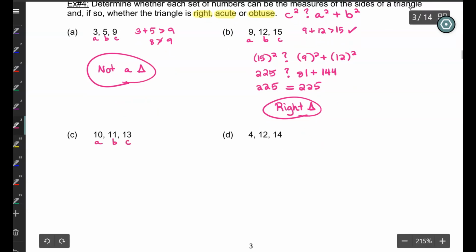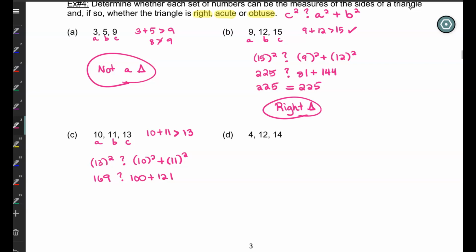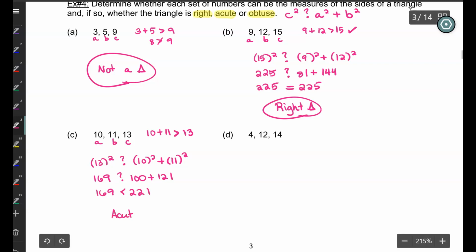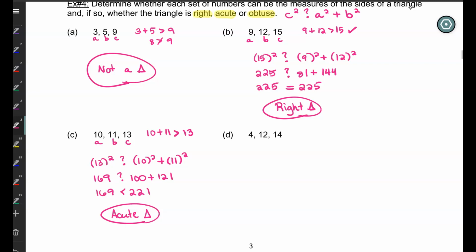Okay, this would be A, B, and C. So first of all, does it form a triangle? Yes. 10 plus 11 is greater than 13. Now I want to compare 13 squared to 10 squared and 11 squared. So we get 100 and 121 on the right side. So 169 is going to be less than 221. If c squared is smaller than a squared plus b squared, this is going to be an acute triangle. That means that angle is going to be less than 90.